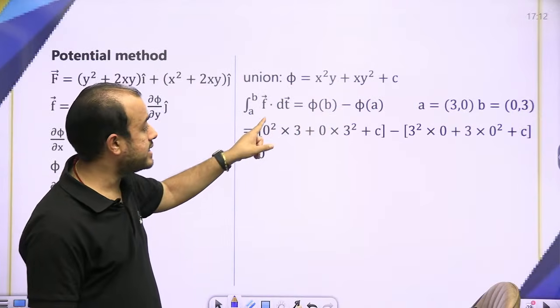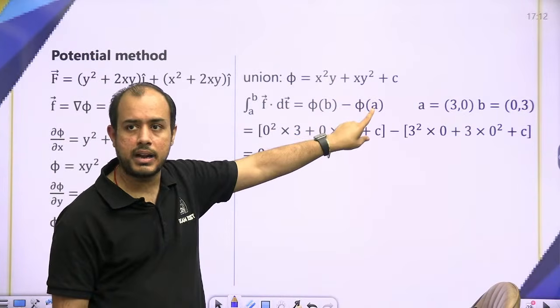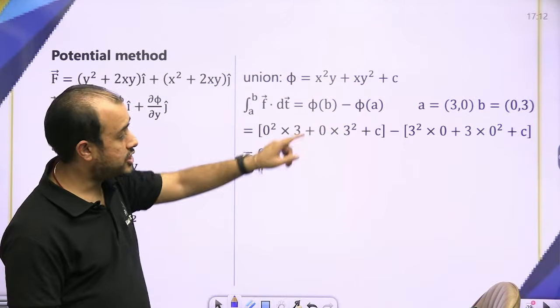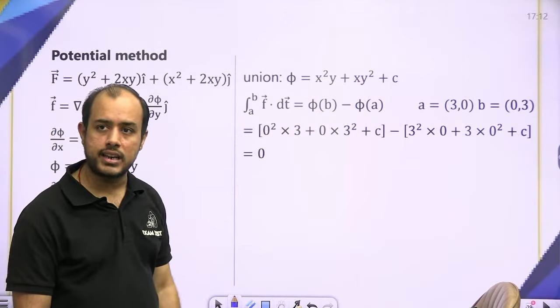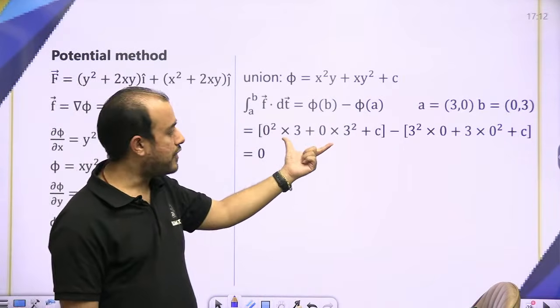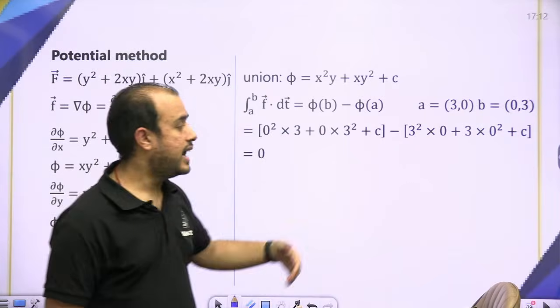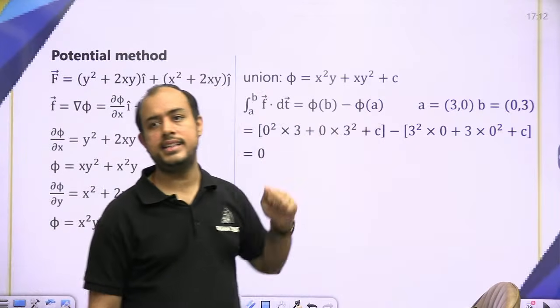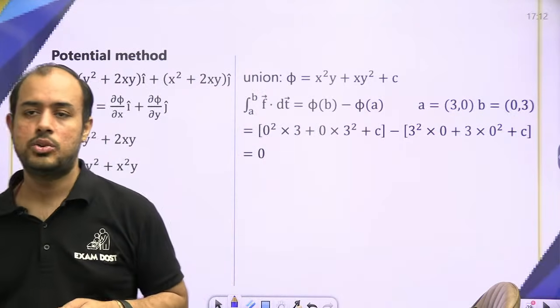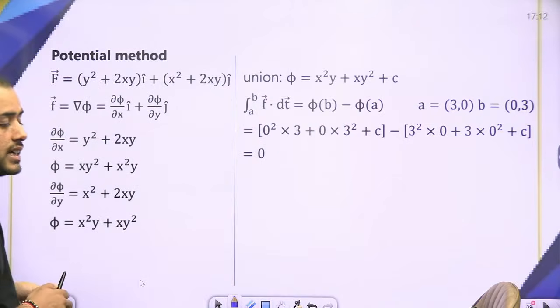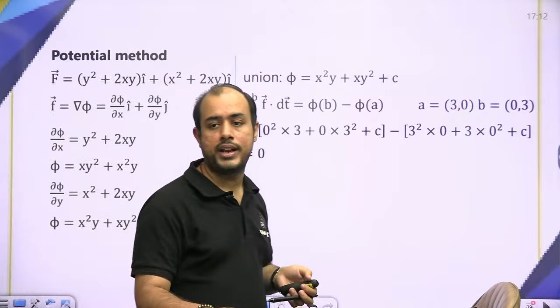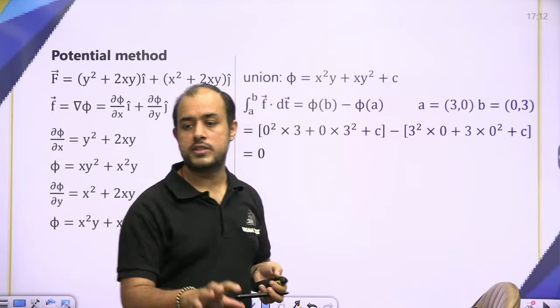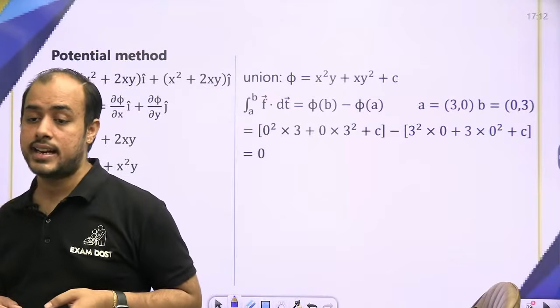Now the line integral is phi at the final point minus phi at the initial point. Initial point is 3, 0, final is 0, 3. So at the final point you get c, at the initial point also you get c. So the difference is 0. These are all the ways to evaluate a line integral, beta. Tell me if any method is not clear.